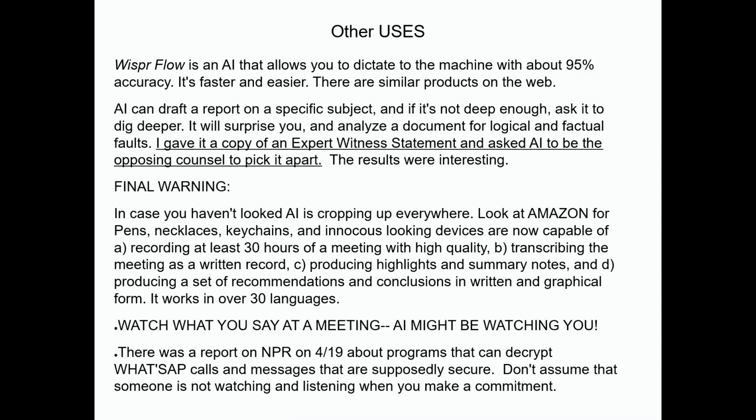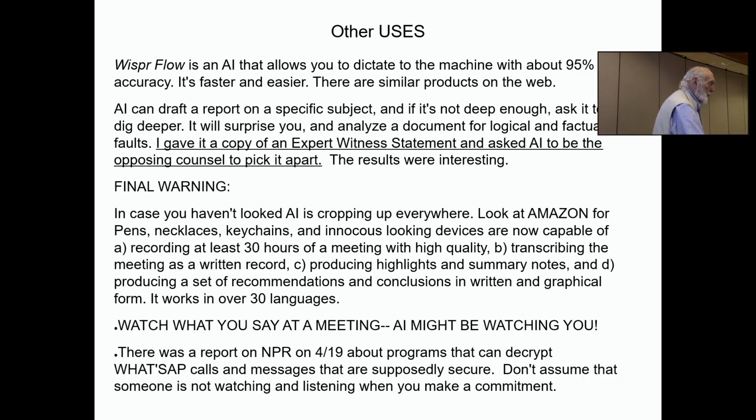I mentioned Whisper Flow. When I had my arm in a sling, it was very handy because I just used 2 fingers and I could speak into the machine and it would pick up my voice and translate it very well. AI can draft a report on a specific subject. If it's not deep enough, ask it to dig deeper. It will surprise you. You can analyze a document for logical and factual faults. I gave it a copy of an expert witness statement and asked AI to be the opposing counsel. And the results were interesting.